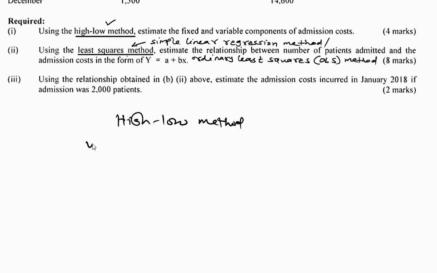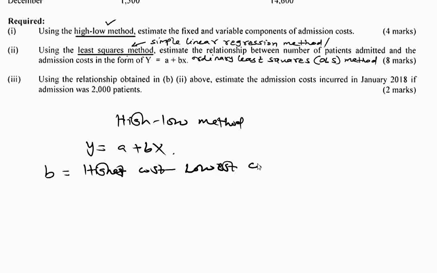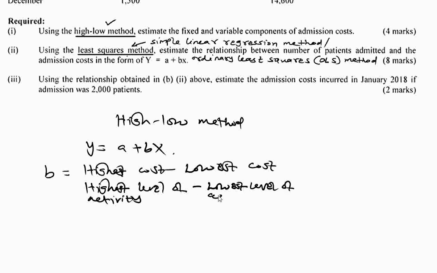We need an equation in the form of y equals a plus bx. Now how do you get the value of b? b equals highest cost minus lowest cost, divided by highest level of activity minus lowest level of activity. So what we will do, we will identify those two pairs of data and that will help us to attempt the question.